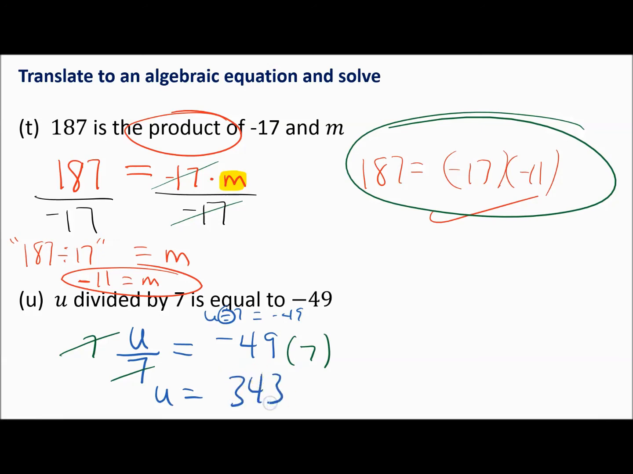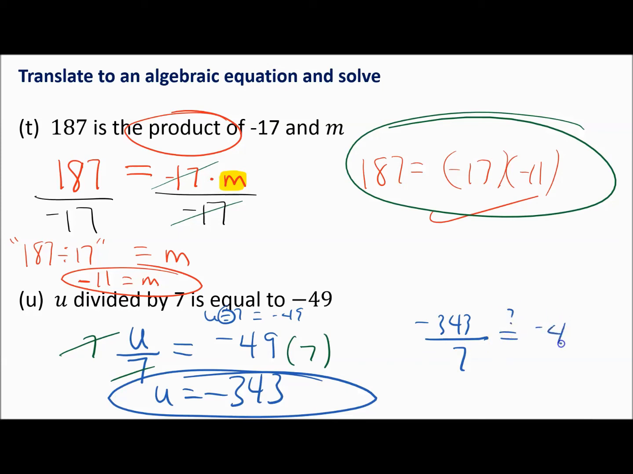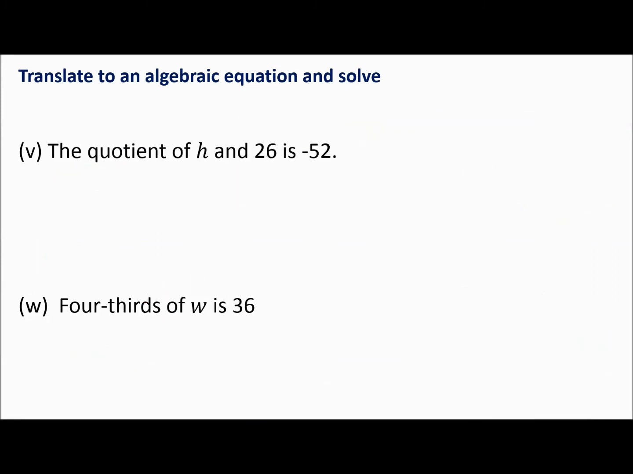But is my answer positive or negative? Well, a negative times a positive is overall a negative. So that's the case. And then check it. I could just type in my calculator, negative 343 divided by 7. Does that really equal negative 49? And it does. Okay? Yay, we made it to the last page of the video.